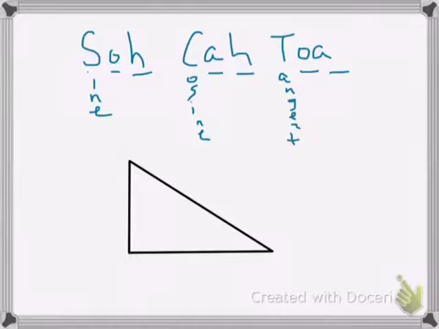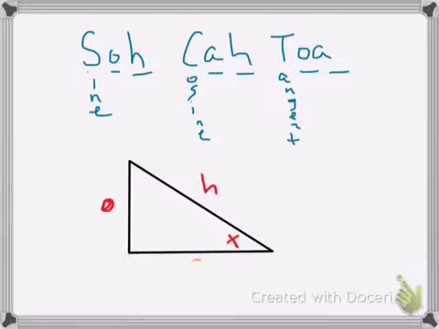Now, each of these trig relationships is related to the angle. So let's suppose we're dealing with this angle right here in the bottom corner. Let's say that is angle X that we're working with. From the perspective of that angle, this leg over here is the opposite leg. This is the adjacent leg. And then, of course, the hypotenuse is always going to be opposite the 90-degree angle. So we have opposite, adjacent, and hypotenuse.